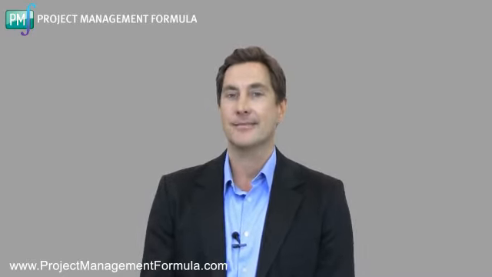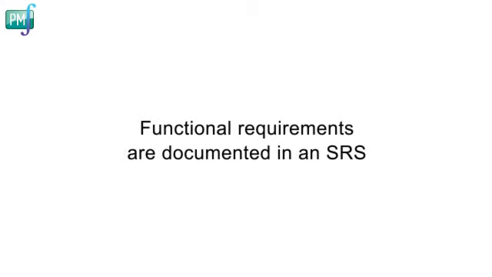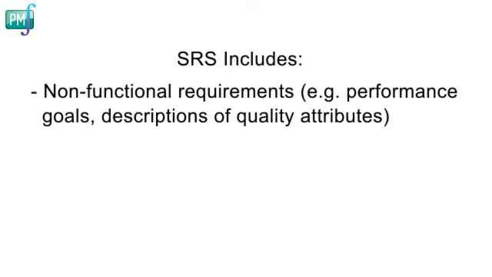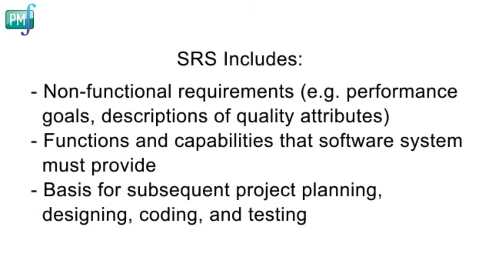Here are three letters you should know: SRS. That stands for Software Requirements Specification. Functional requirements are documented in an SRS, which fully describe the expected behavior of the software system. The SRS also includes non-functional requirements like performance goals and the descriptions of quality attributes. The SRS states the functions and capabilities that a software system must provide and the constraints it must respect. It's the basis for all subsequent project planning, design, coding, and testing.